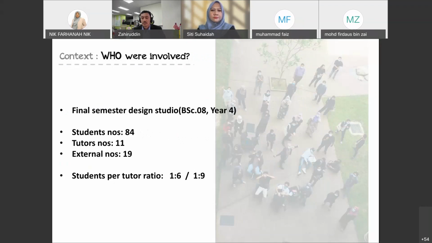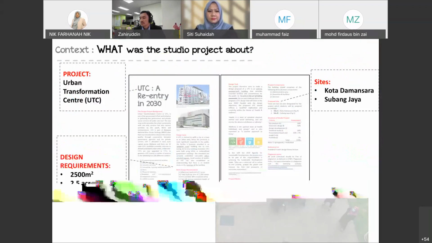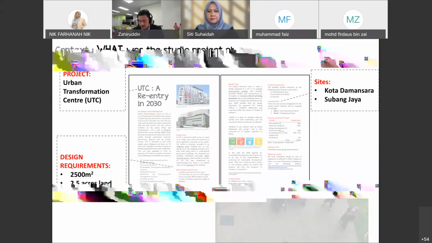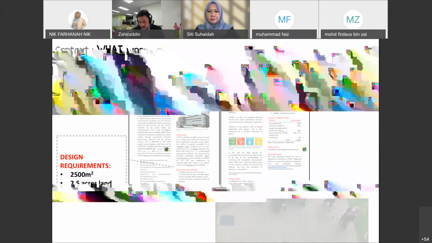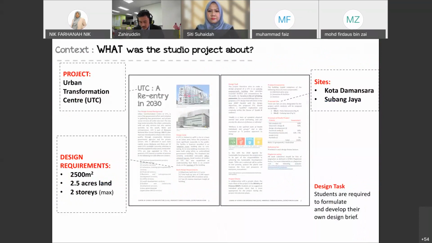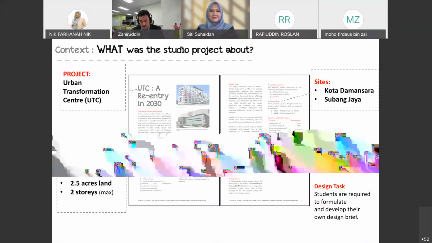Now, just a little bit about what we did last semester on the studio project. I'm just going to go roughly so that you know the complexity of the project last semester, which will raise some concern later when the ODL started. The project last semester was on UTC, Urban Transformation Center. It might sound very boring, but for me, the title of this project was more on the redefinition or re-entry of what you mean by UTC in the year 2030. The goal of the project was to see how young people, like the 08 students, would foresee a UTC in the year 2030.